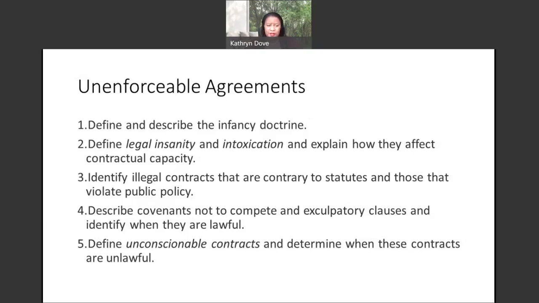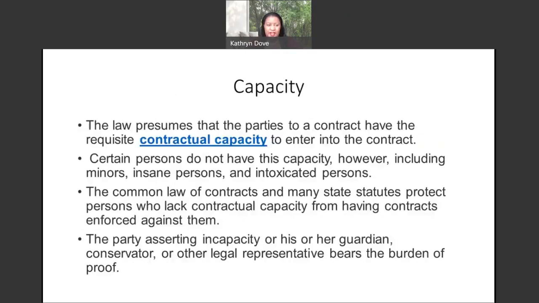A contract that would violate public policy, for example, a contract for hire, if someone wants to hire someone to kill their spouse, that would be an illegal contract. It's void from the beginning. A contract to sell or deliver drugs is illegal. It's void. So we're going to look at some unenforceable agreements. We're going to look at contracts that would be unconscionable, contracts where the provisions are so unfair to one party that they just would be unconscionable. And these are all defenses to a breach of contract action.